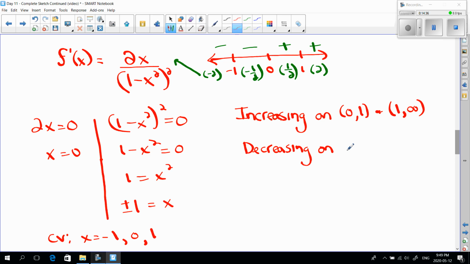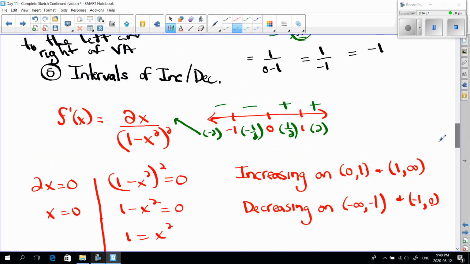And we would say it's decreasing on -infinity to -1 and -1 to 0. And again, you could go from -infinity to 0. Remember, -1 was also a vertical asymptote. So now I look at this and I'm examining the number line to see where it goes from negative to positive. Okay, well, it's negative on the left and right of -1, so that's neither a max or a min.